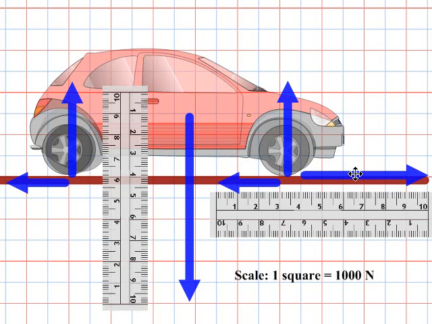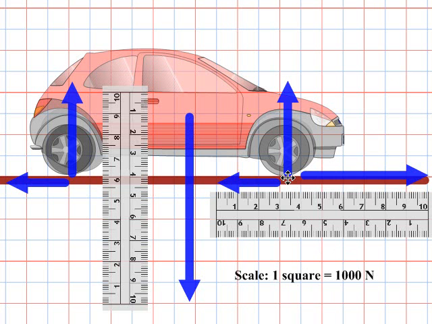Of course you have to label them, so I'm not going to say what they are, but you have to figure that out. So this one here looks like it's 1, 2, 3, 4, 5, 6 squares long. Notice the scale here. 1 square equals 1,000 newtons, and there is also a ruler that says between 4 and 10. So yeah, 6,000 newtons.